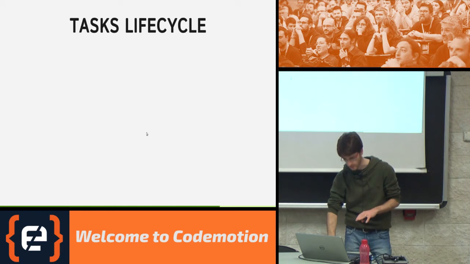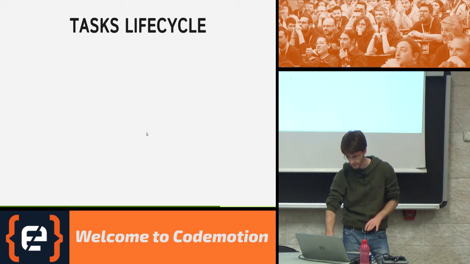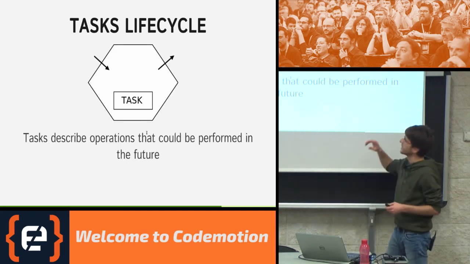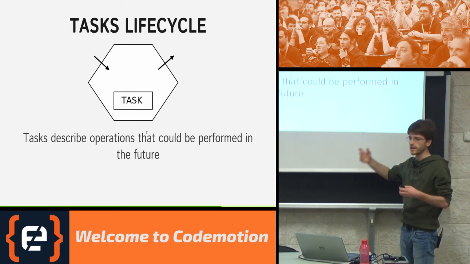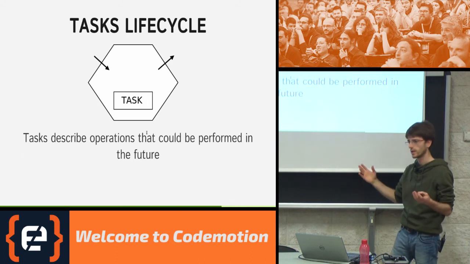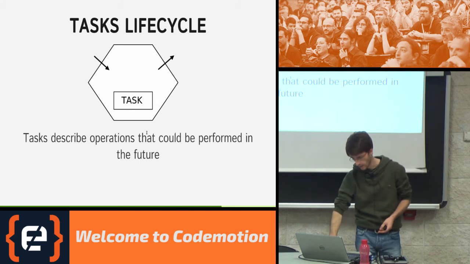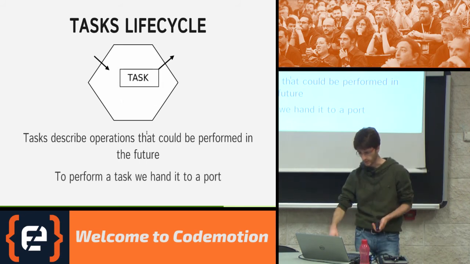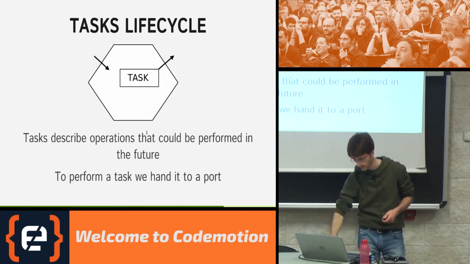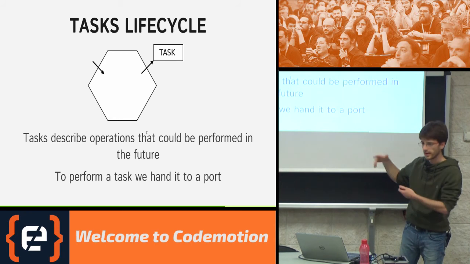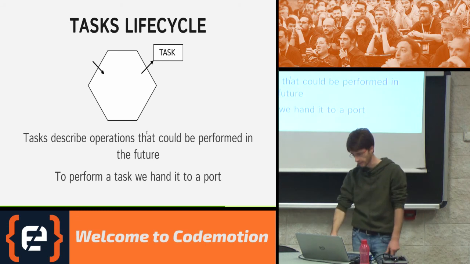So to grasp the concept a little better, let's go through the life cycle of a task. First, inside of our Elm application, we describe an operation that we would like to happen sometime in the future. So we create it in Elm, but it's not executed. To actually execute it, we need to hand it to a port. The port will take this task and hand it to the runtime. Then the runtime will compute and do the actual work.